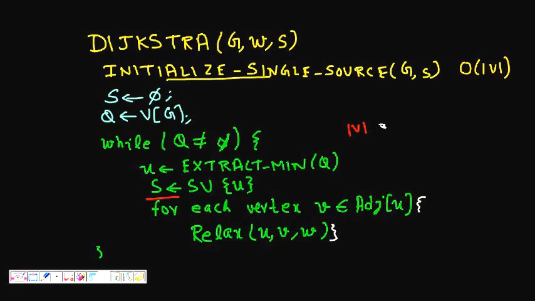U is extract min. If Q is an array of size mod V, extracting the minimum costs O of mod V. This is done mod V times, so it will be O of mod V square. S is S union U, so U is added. For each vertex v adjacent to U, relax U, V, W.